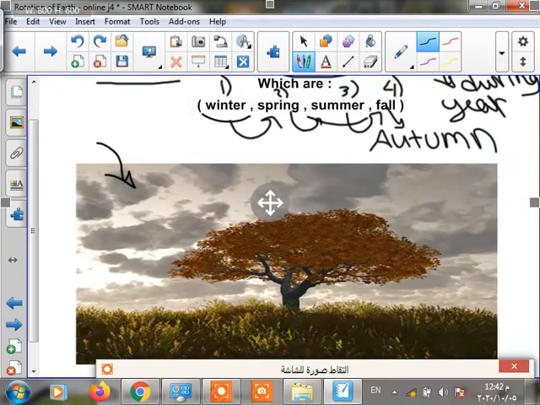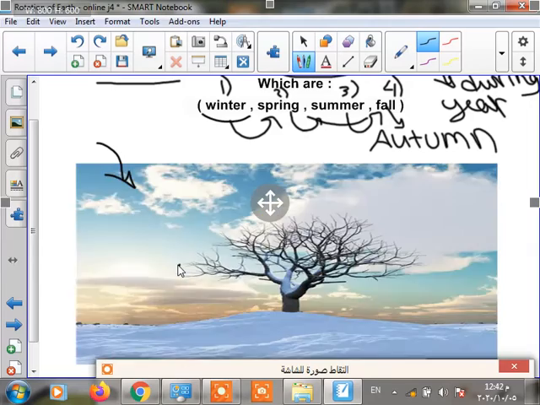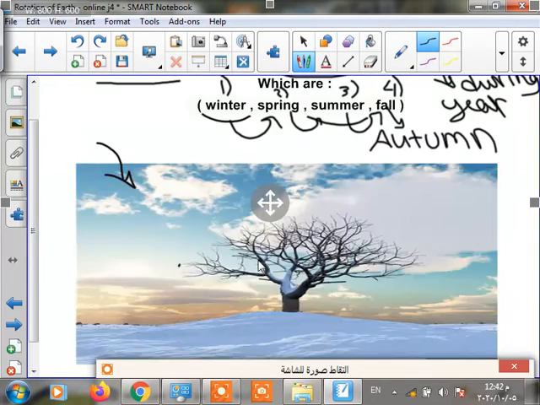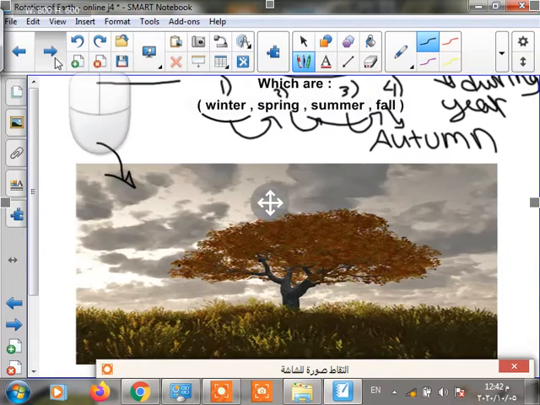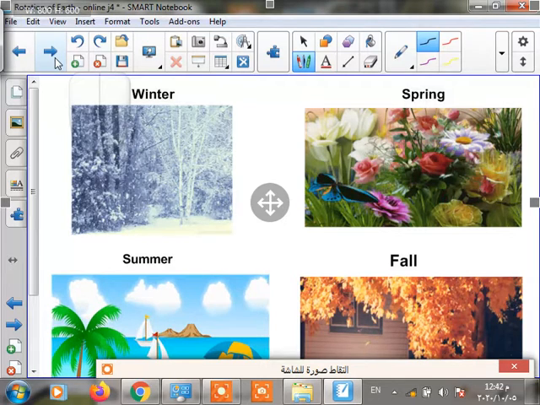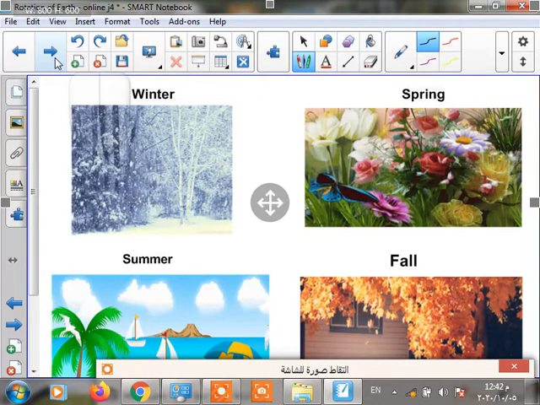The first one, the snow picture, will be winter. The brightened picture will be spring. And when the tree has no leaves, it will be fall. And there is spring when the tree is brightly green. Okay, let's see that we have 4 seasons.